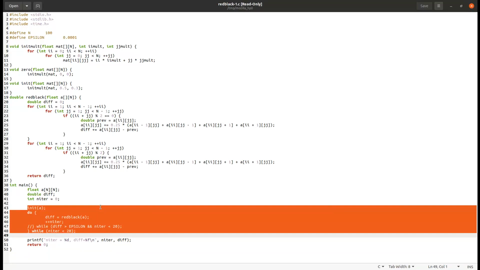So there is a red-black 2.c also, which should give these parallelization constructs, which I'll skip in the interest of time. But yeah, that is essentially what I wanted to convey. So I'll stop here, and if there are any questions, we can take those up now.